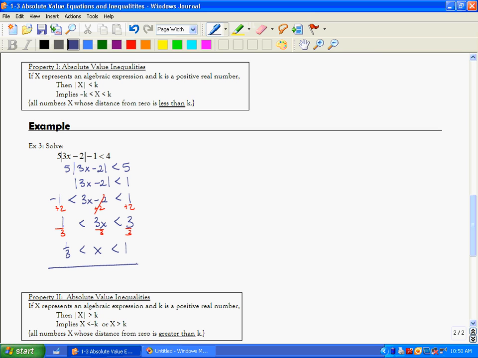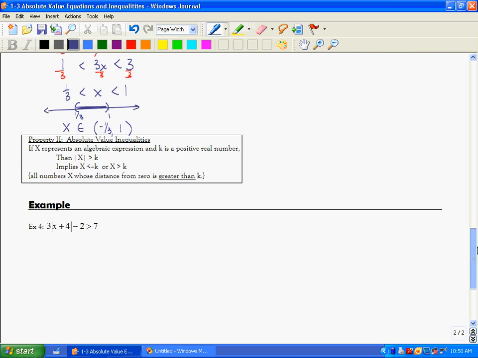If you're graphing that, this is bound between the values of 1/3 and 1. You're not going to have them equal to them, so you're going to have open parentheses and shade in the middle. If you're doing interval notation, x is an element in the interval from 1/3 all the way up to 1. Looking at the last problem, this is the same type of thing.